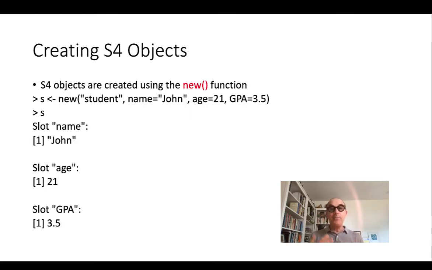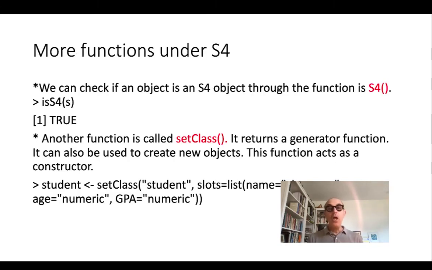So in this case, an example from that textbook with regard to the S4, a new student, name, age, and GPA. And in this case, it will give us what it will hold with regard to his age and the GPA. More functions under S4: you can check if the object is S4 through the function isS4. If it comes back and says yes, it's true, you have an S4.